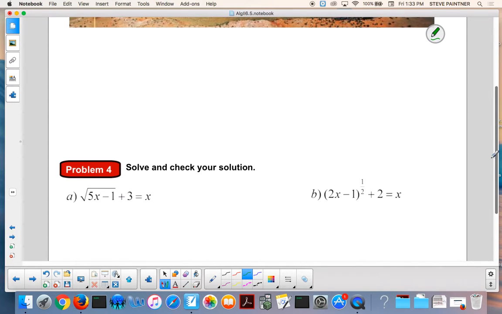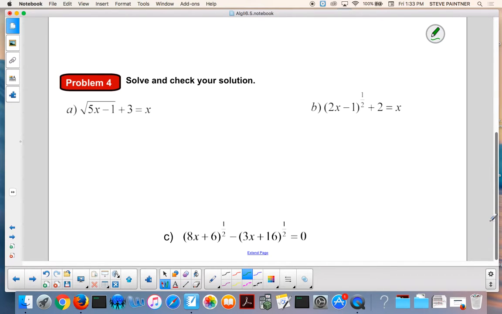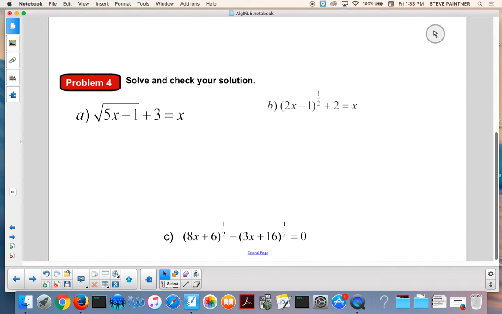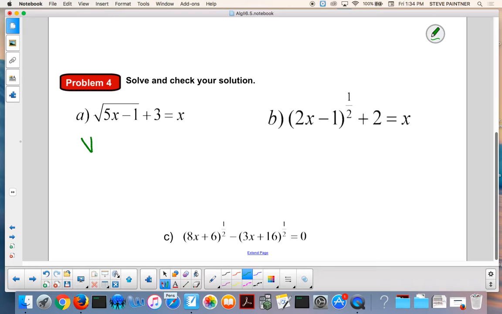Okay, so here we are. We got 3 more to do. 3 more equations. If you can, get started. Isolate the radical. Square root of 5x minus 1 equals... Subtract 3. Subtract 3. You get what? X minus 3. X minus 3.